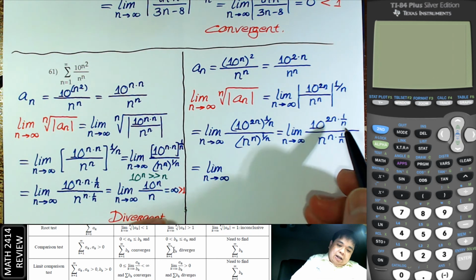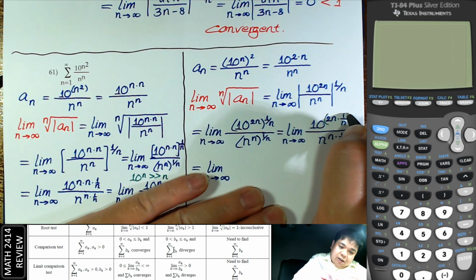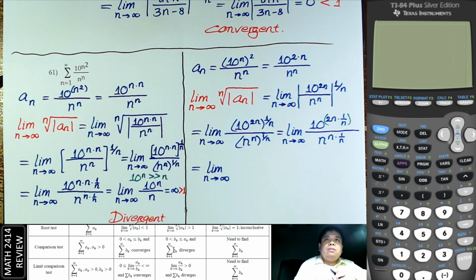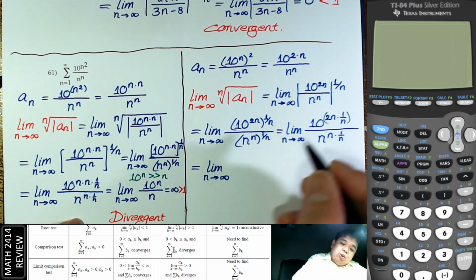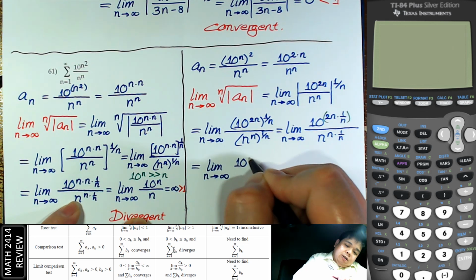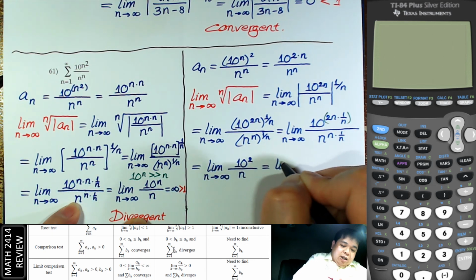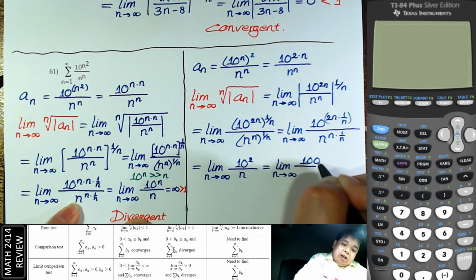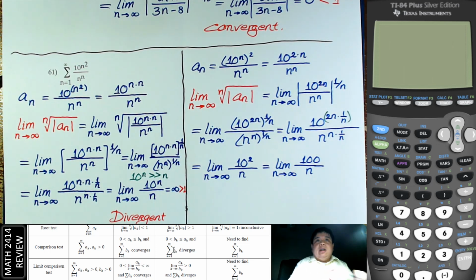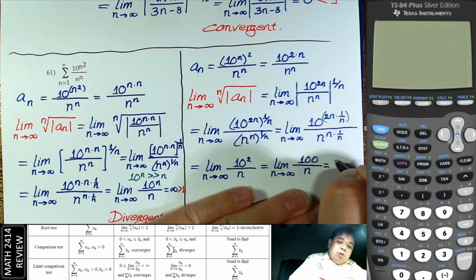The n and 1 over n cancel out, and I mean, we just multiply the powers together. So the n cancels out, we have 2. At the bottom, n and 1 over n cancel out, and we have n. So this is the limit as n goes to infinity of 100, which is 10 squared, over n. Now, 100 over n, as n goes to infinity, a finite number divided by infinity is equal to 0.